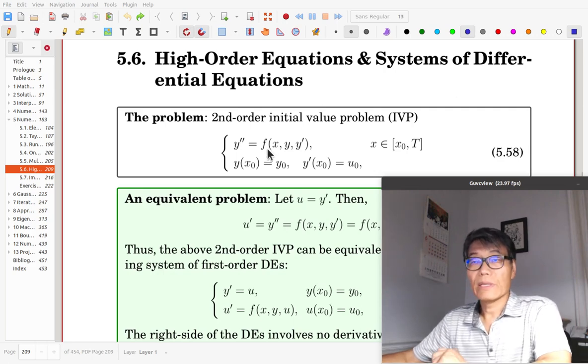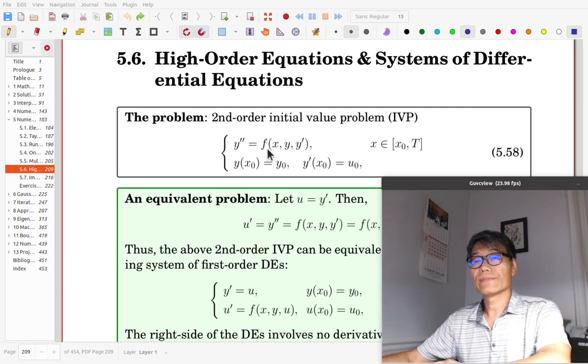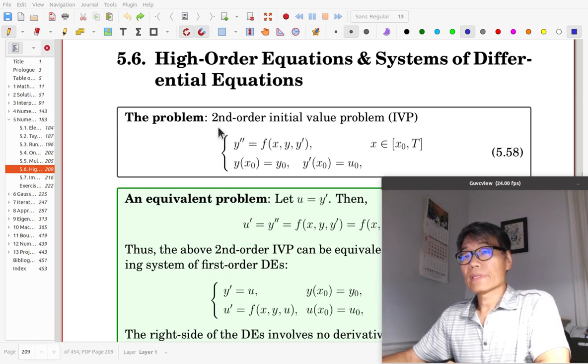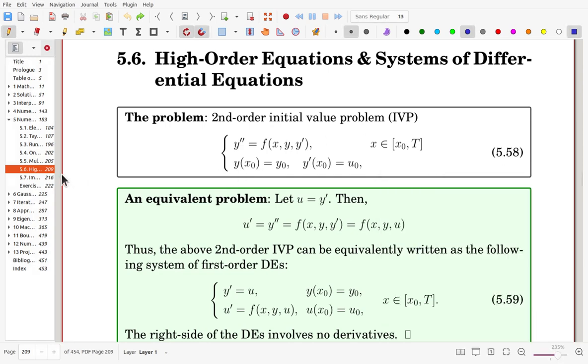It is section 5.6, higher order equations and systems of differential equations. We'll begin with the problem, a second order initial value problem given in this equation. For a second order problem, we need two data values at x0: the y value and the y prime value.